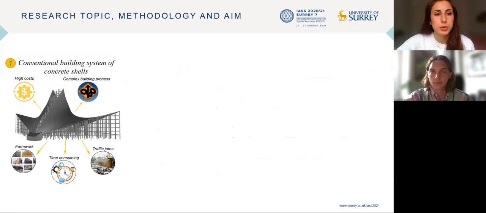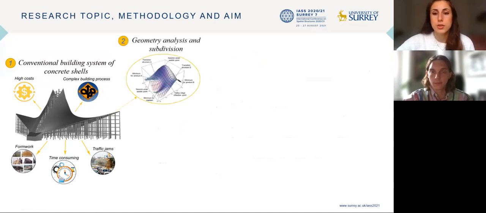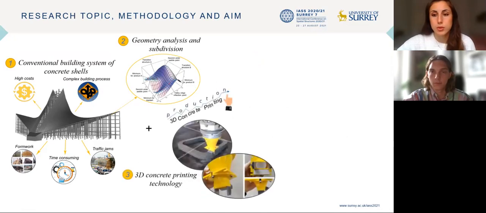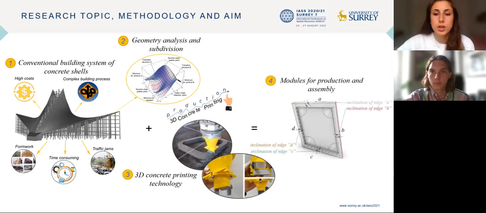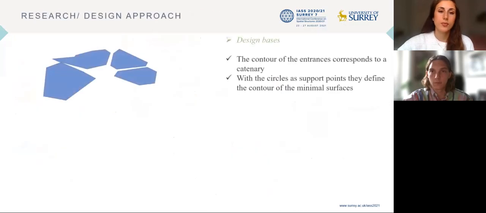As you know, the conventional building system has a lot of downsides, such as high costs, formwork, and being very time consuming. By using geometrical methods for surface analysis and optimization, combined with the contemporary technology of 3D concrete printing without formwork, we want to deliver fabricated concrete models that can be used for assembling the structures. How do we do this?